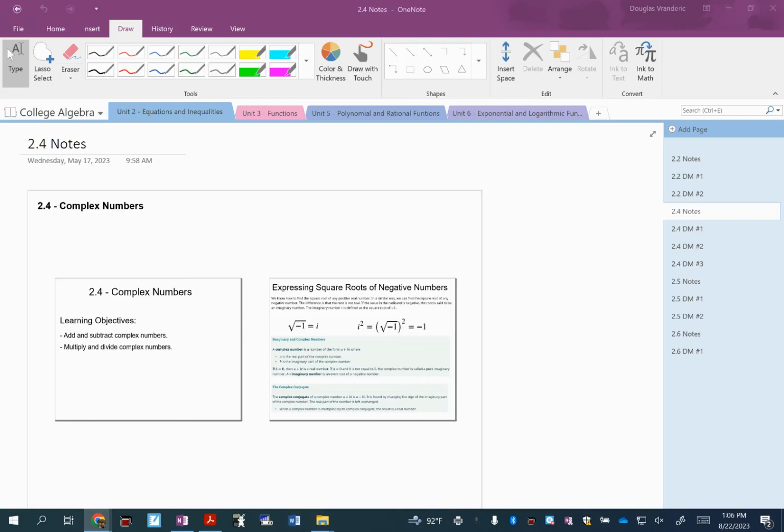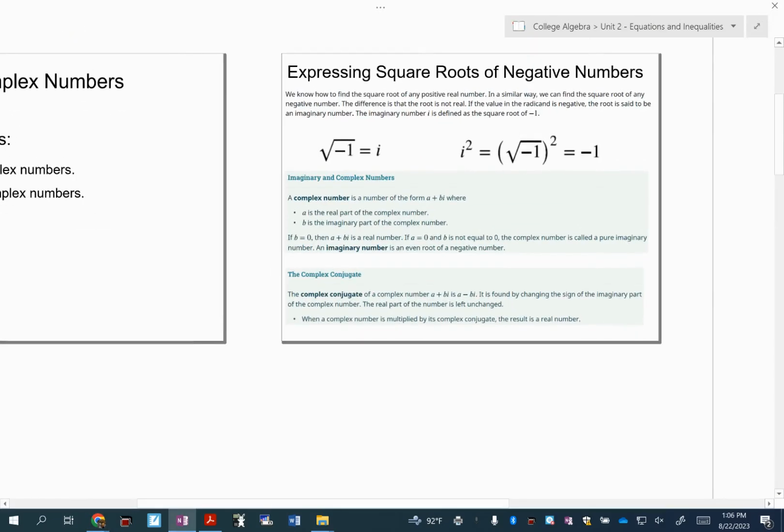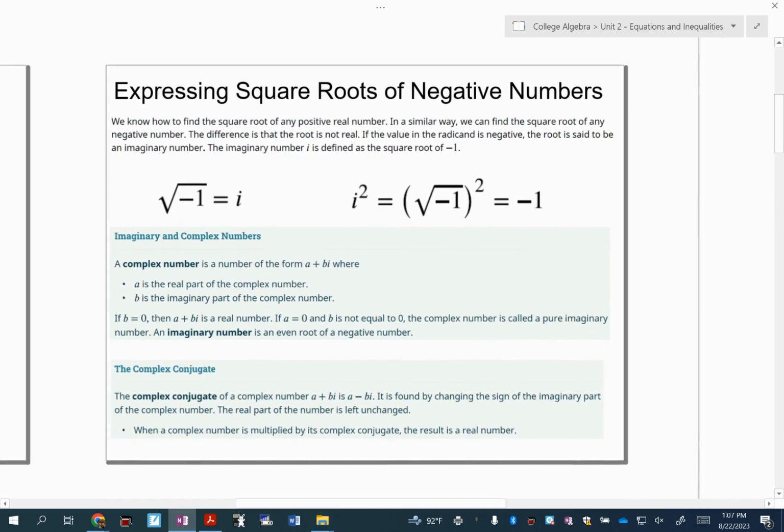Okay, in this video, we're going to go over complex numbers, what they are, and then ultimately get into complex number operations, something that you would hopefully have seen in Algebra 2. All right, so quick little reminder about what complex numbers are, where they came from.